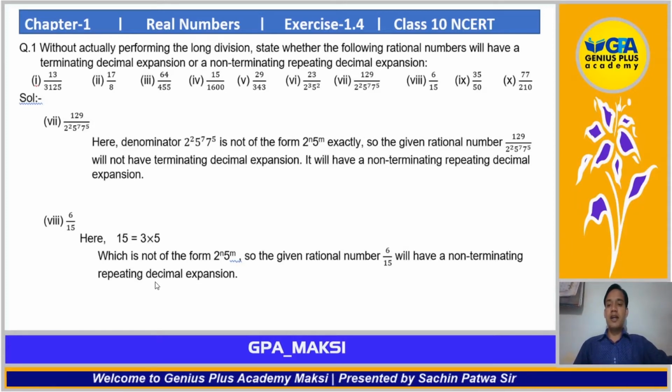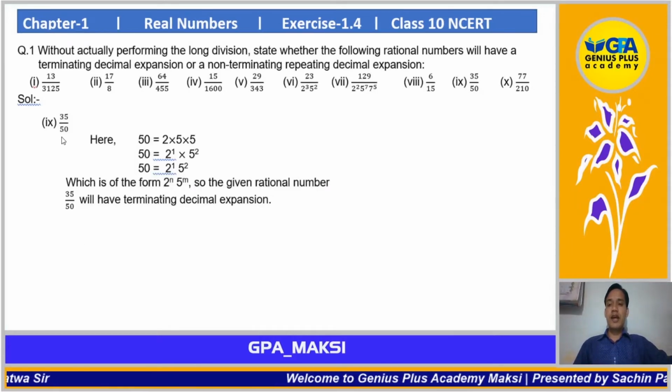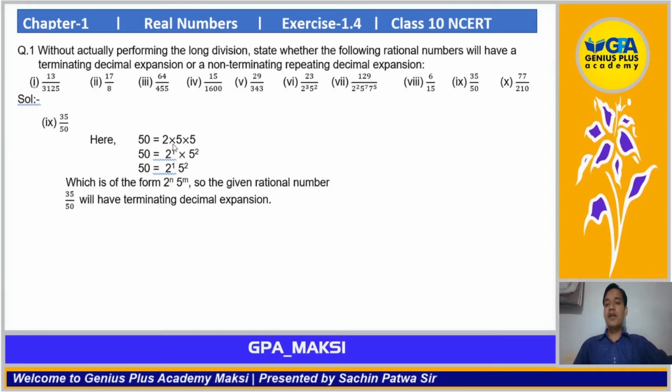आइए चलते हैं हमारे अगले क्वेश्चन की ओर. और क्वेश्चन नंबर 9 is 35 by 50 and the prime factorization of 50 is 2 into 5 into 5. So we can write 2 raised to 1 into 5 raised to 2. It is in the form 2 raised to n, 5 raised to m. So it is a terminating decimal expansion. So the given rational number 35 by 50 will have terminating decimal expansion.